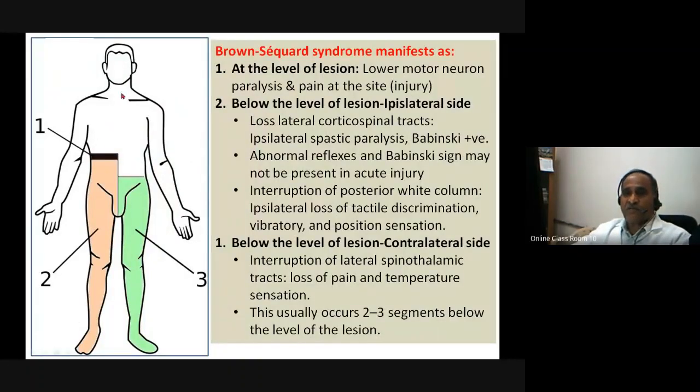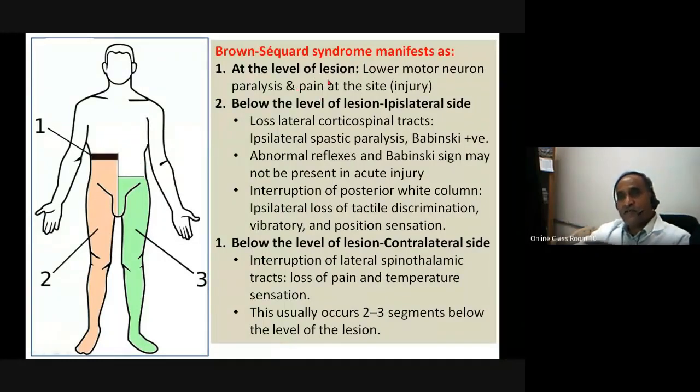So now here what happens? This is the side of the lesion. That is number one. Now at the level of the lesion, with this black band, there will be neurons that are lost. The alpha motor neurons are lost, and they will produce a lower motor neuron type of paralysis. That means the muscles are paralyzed, flaccid, non-responsive. There is an absence of the reflex. So there is atonia, and all those characteristics you see only in the areas supplied by this nerve segment or this segment of the spinal cord.